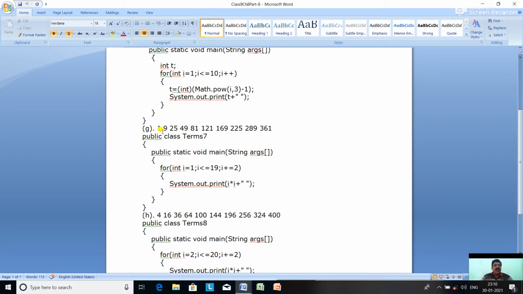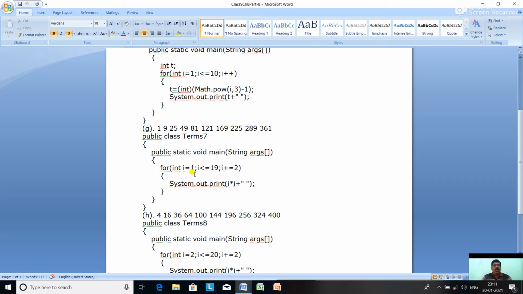Now G. Very easy. 1, 9, 25, 49, 81, 121 till 361. To see, it is generating an odd number series. After 1, 3. After 3, 5. And finding its square. The first number is 1, 1 into 1 is 1. Then 1 plus 2, 3. The 3 into 3, 9. Then 3 plus 2, 5. Then 5 into 5, 25. Next one, 7. The 7 into 7, 49.